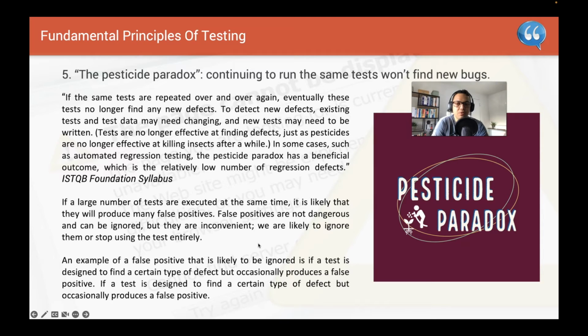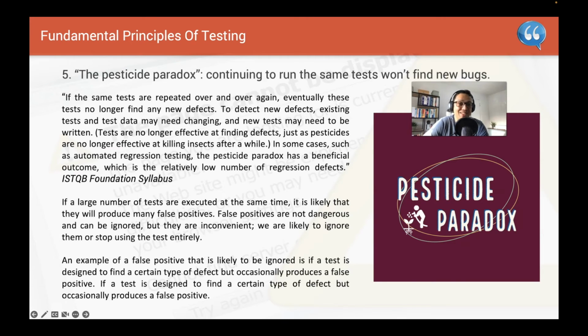If a large number of tests are executed at the same time, it's likely that they will produce many false positives. False positives are not dangerous and can be ignored, but they are inconvenient. So we are likely to ignore them or stop using the test entirely. It can actually get in the way and cloud your perception of what you really should be looking at. An example of a false positive that is likely to be ignored is when a test is designed to find a certain type of defect, but occasionally produces a false positive.